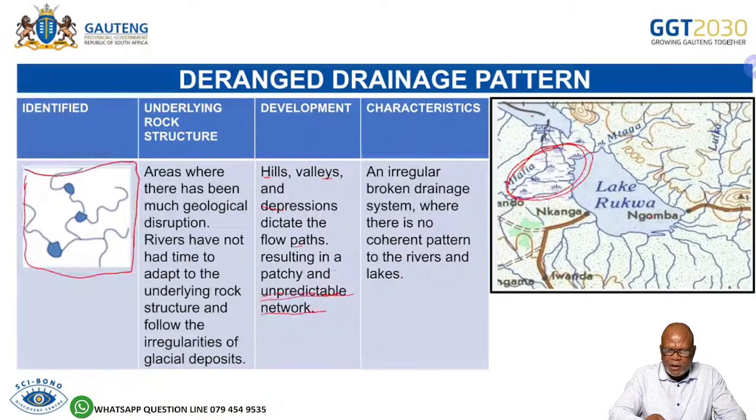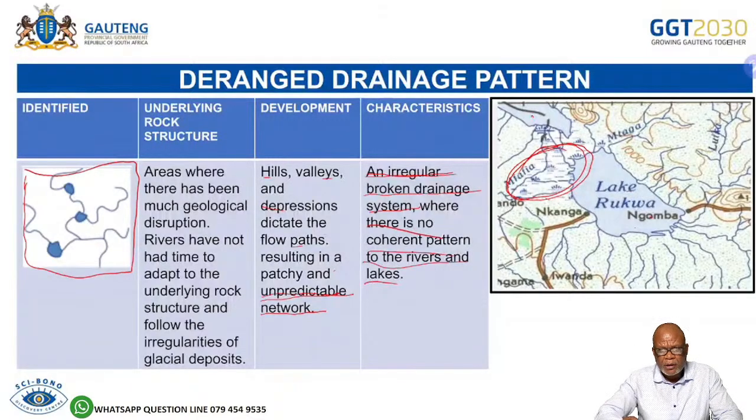So what are the characteristics here? It has got an irregular, broken drainage system. The drainage pattern there is irregular. It doesn't have a definite pattern, and it is broken. And there is no coherent pattern to the rivers and lakes. So the pattern is not coherent. The streams are flowing in, flowing out. So it is deranged. It's like somebody who's got amnesia, who has forgotten everything, so it's a little bit deranged there.